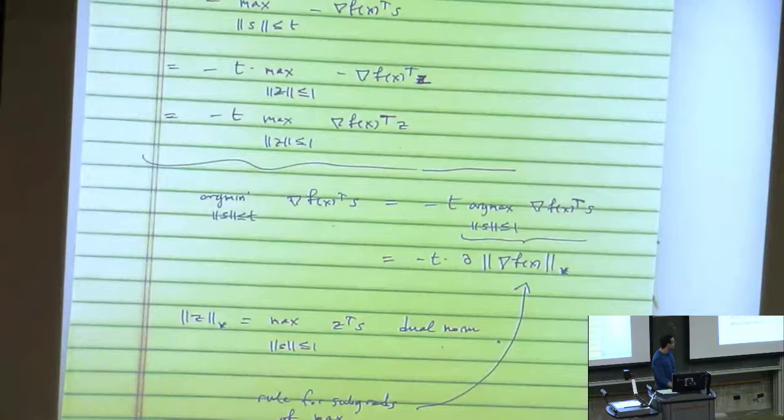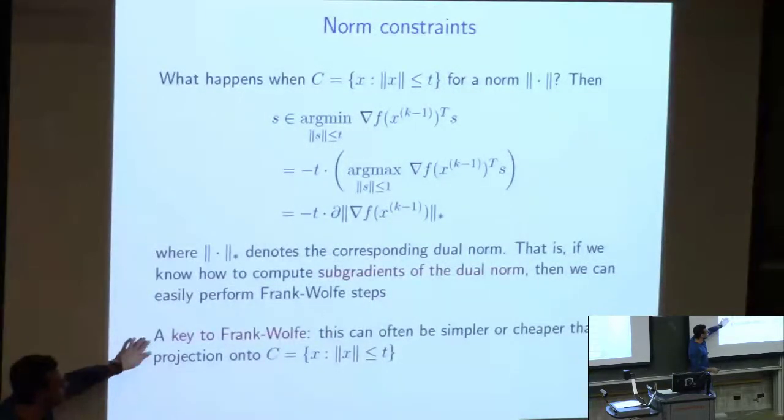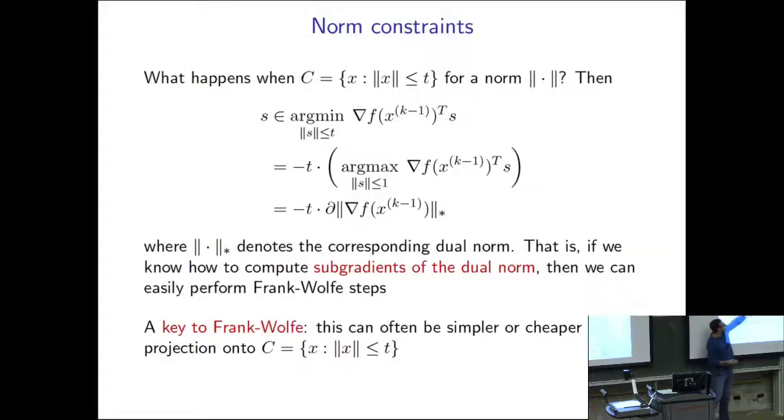Okay, and one key which makes this effective in a lot of problems that we see in machine learning is that this is often simpler or cheaper than projecting onto the norm ball. Taking a subgradient of the dual norm is often simpler or cheaper than that projection. Questions at this point?